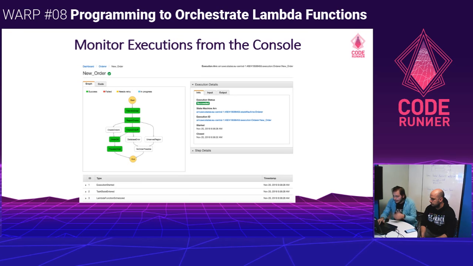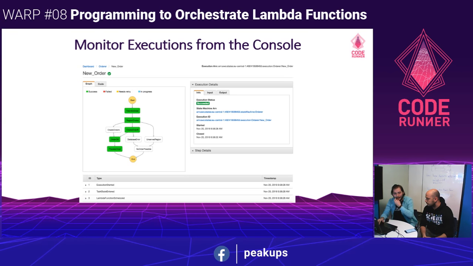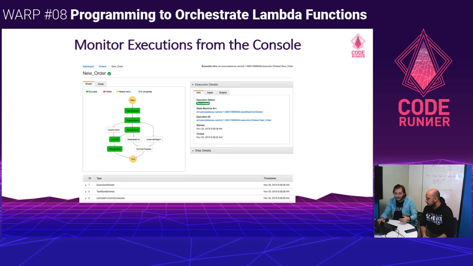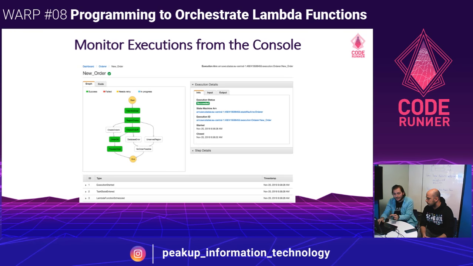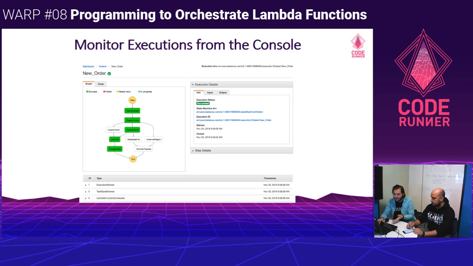So this is the screen that shows when the step function runs and finishes. This tells us this function was called first, this function called second, that function called third. There's a branching there. If the order is okay, the order okay function runs, and that processes the order, and that workflow ends there. So it comes to an end.